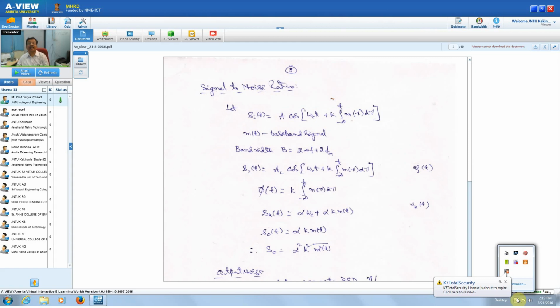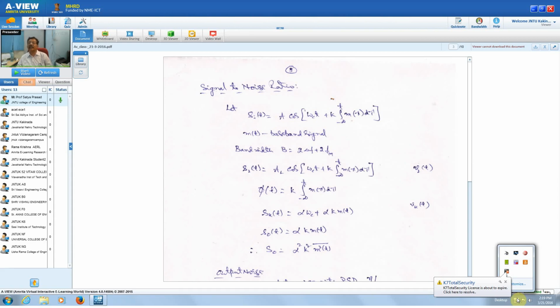So we will see what the signal to noise ratio is going to be. To get that, first let us find the signal power. The signal that we are assuming is S_i(t) = A cos(ω_c t + k ∫ m(τ) dτ). This is the time varying signal that we are going to have.